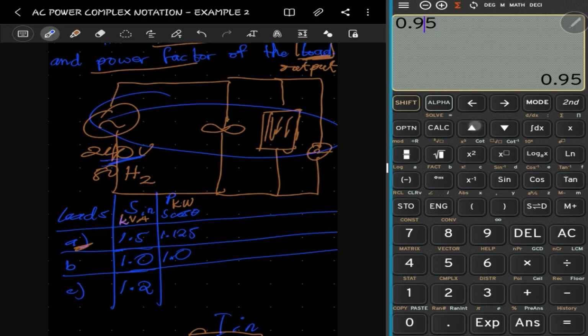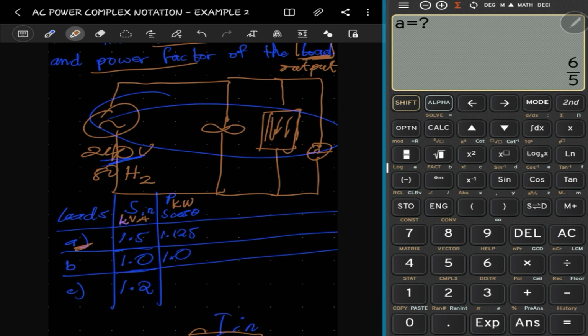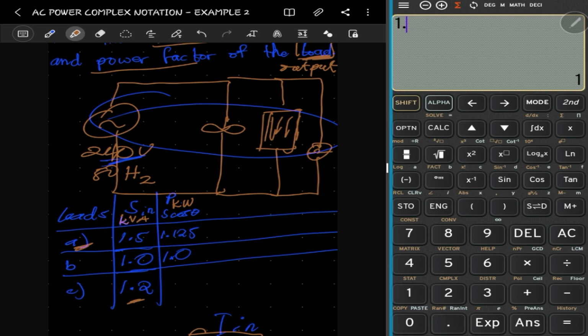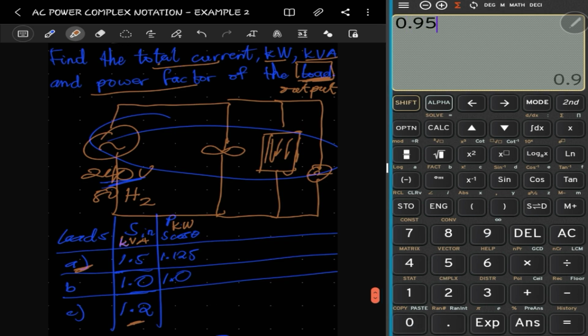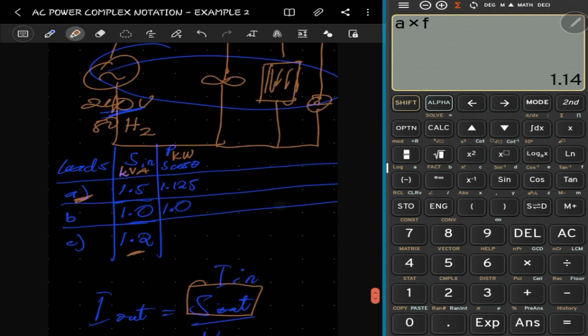Let's confirm. So we said the apparent power, as we are seeing here, is 1.2, and then the power factor is 0.95. And I'm getting 1.14, right? 1.14, and we have all that for the power.